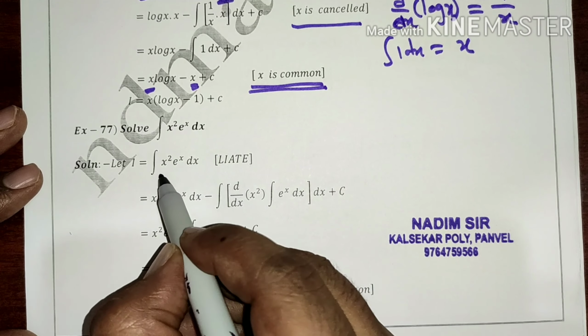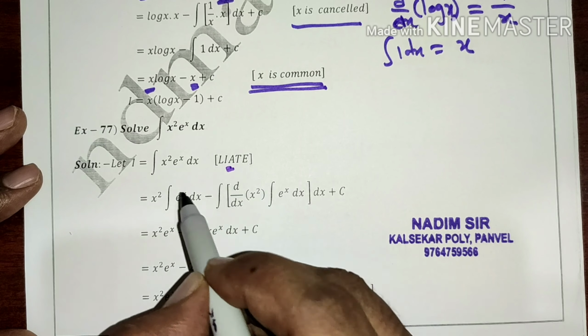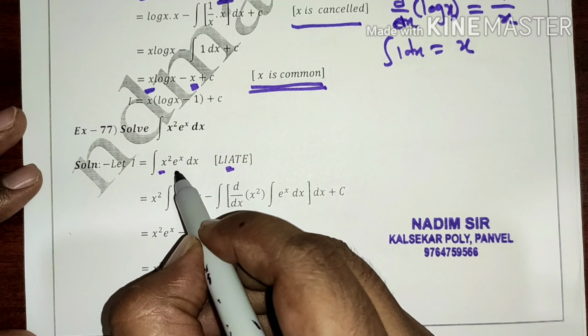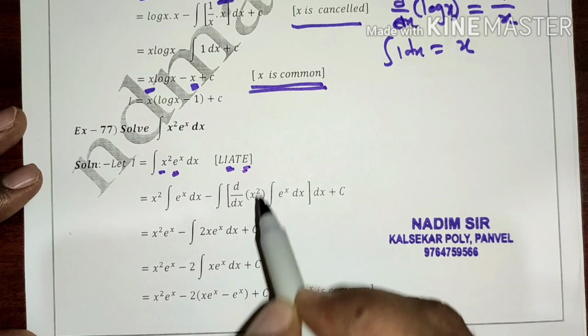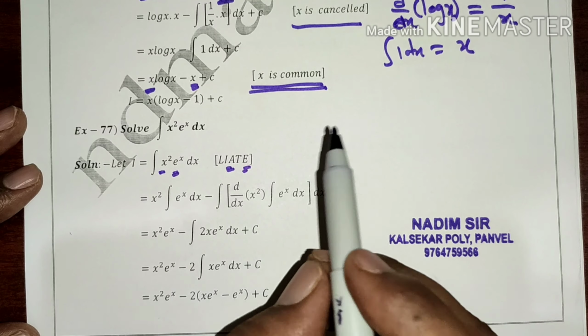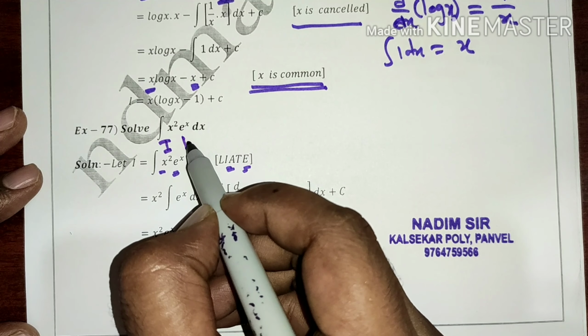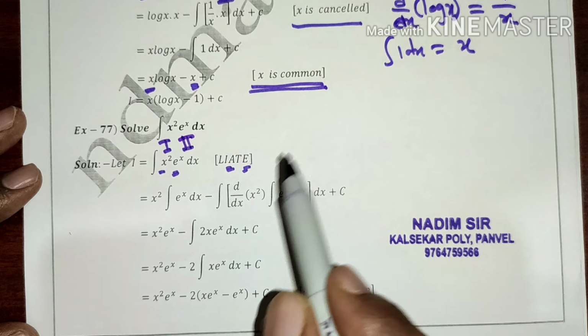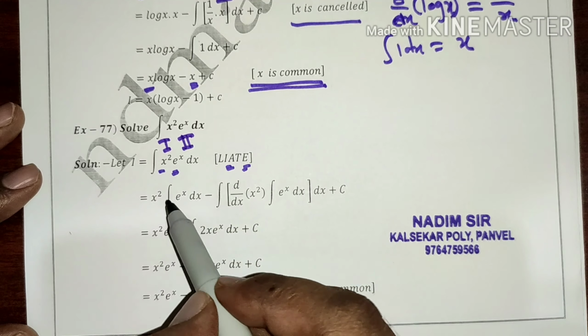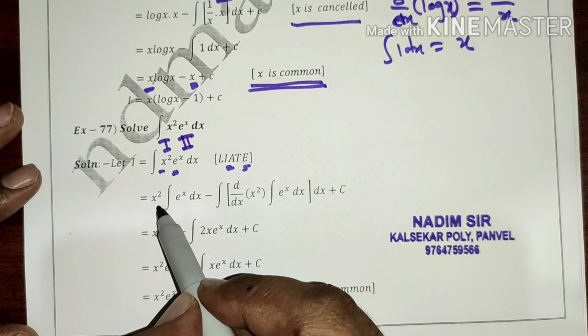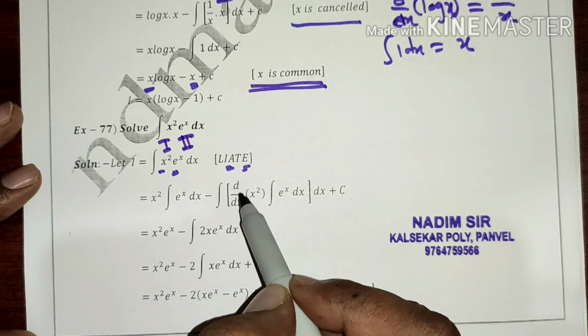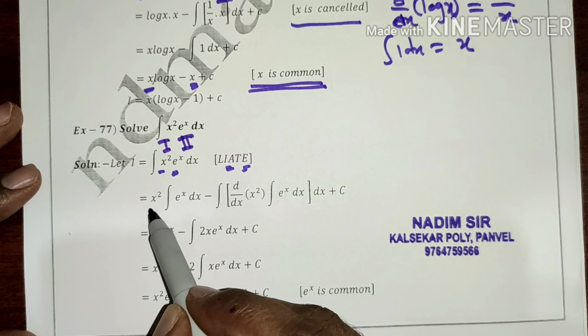x square is an algebraic function, or e raised to x is an exponential function. Here the sequence is correct. So we take x square as the first function and e raised to x as the second function. We apply our rule: first function times integration of second, minus integration of derivative of the first function times integration of second.